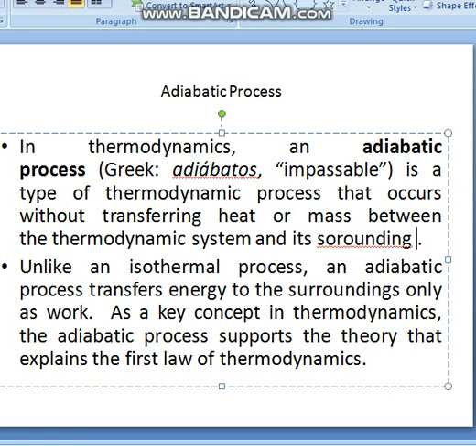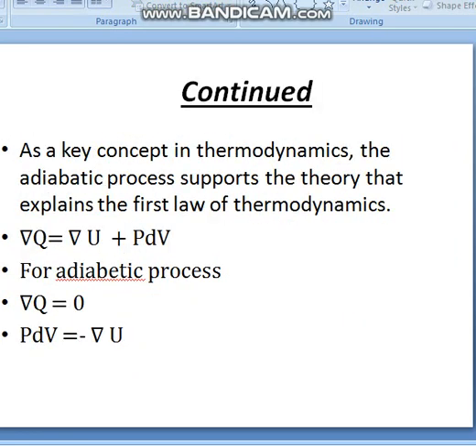For example, in the first case, the volume of the system will increase and work will be done by the system on the surroundings. In this case, internal energy will be utilized in raising the volume of that system. In the second case, the volume will decrease and the internal energy will increase. As a key concept in thermodynamics, the adiabatic process supports the theory that explains the first law of thermodynamics. So we come to the first law of thermodynamics. We know that delta Q is equal to delta U plus PdV.